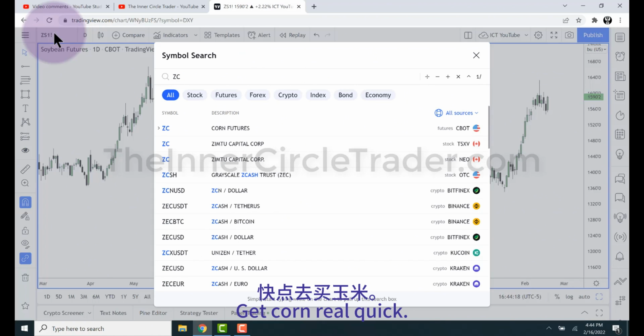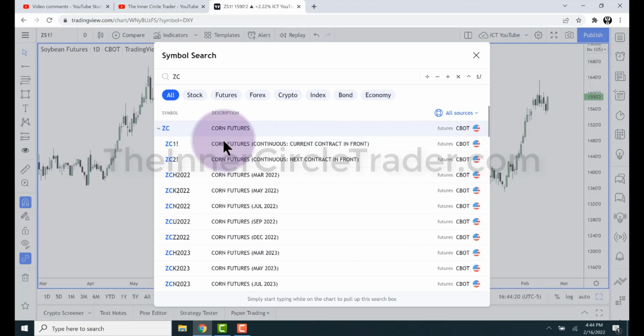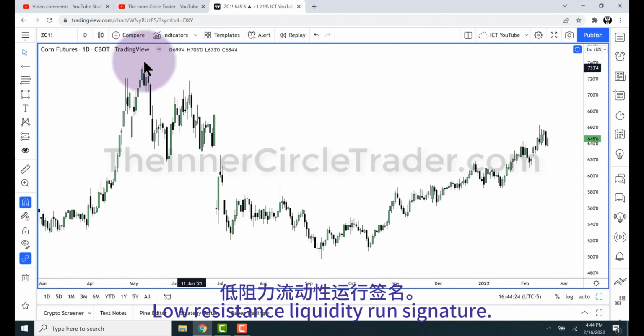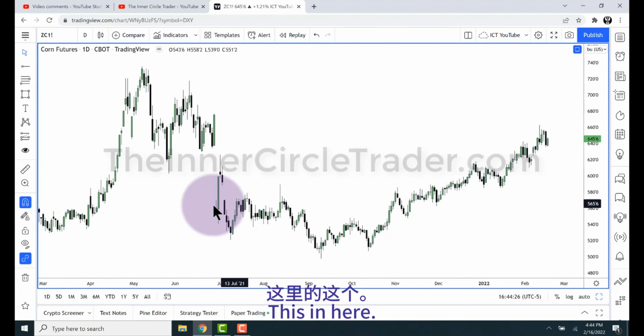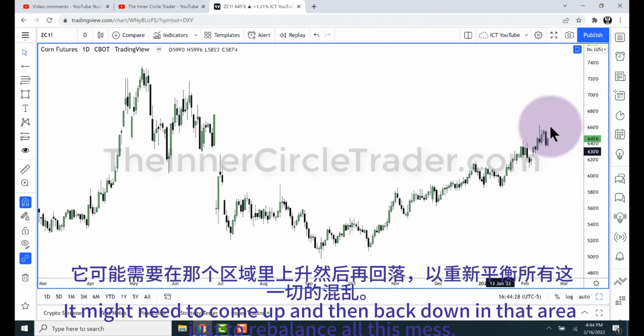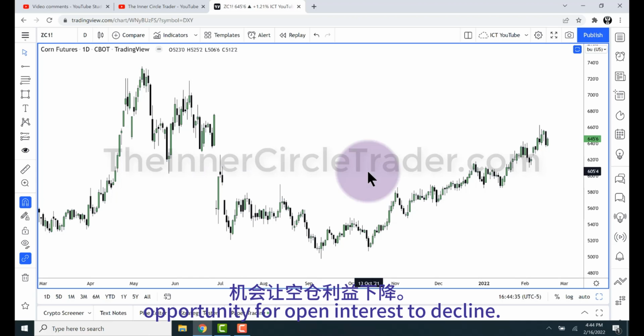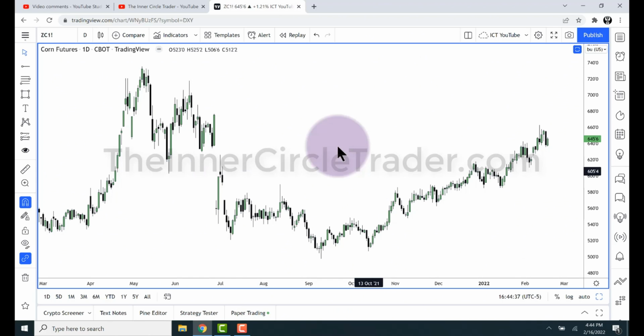We'll look at corn real quick. Same thing. Market's going up. Low resistance liquidity run signature. This in here, it might need to come up and then back down in that area just to rebalance all this mess. That's fine. That might be the consolidation that gives us that opportunity for open interest to decline.